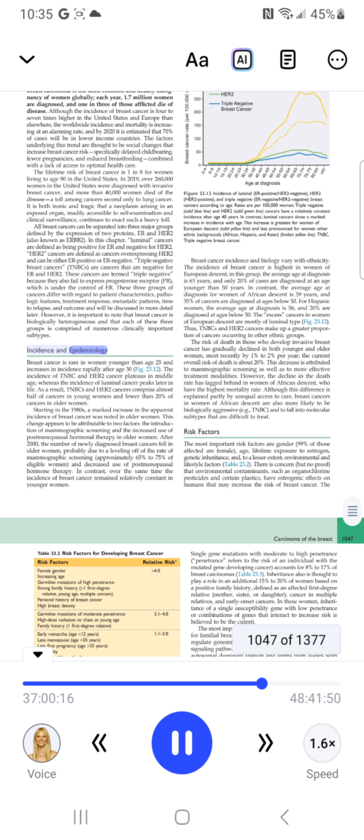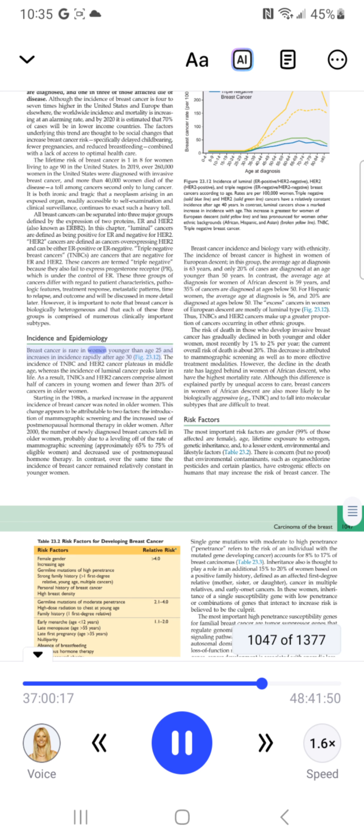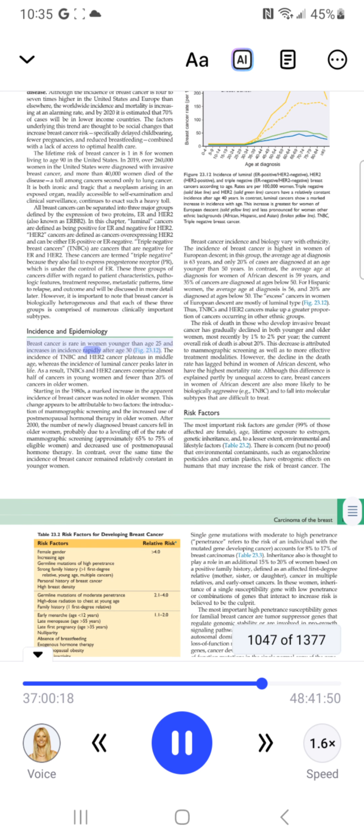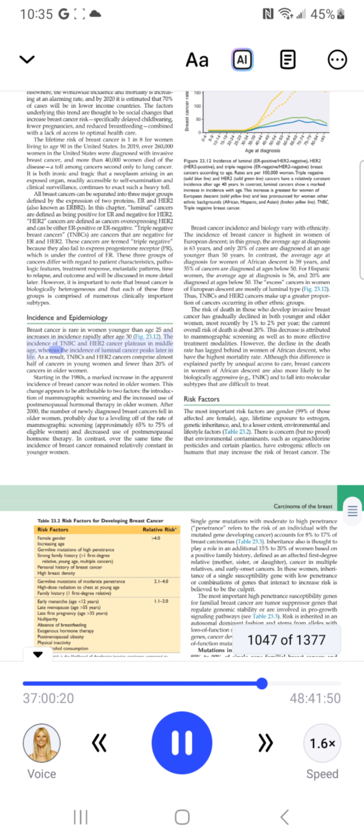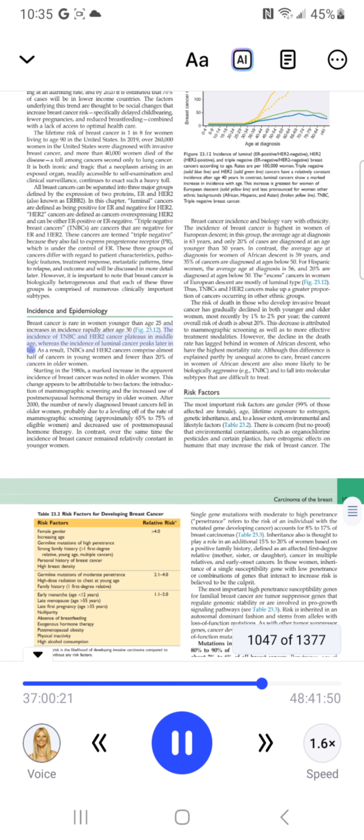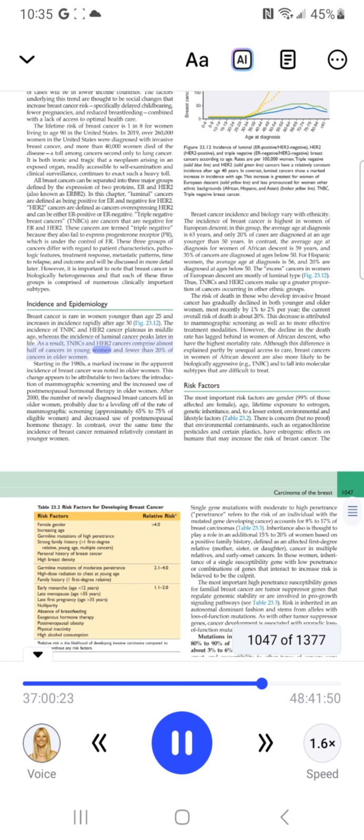Incidence and epidemiology. Breast cancer is rare in women younger than age 25 and increases in incidence rapidly after age 30. Figure 23.1. The incidence of TNBC and HER2 cancer plateaus in middle age, whereas the incidence of luminal cancer peaks later in life. As a result, TNBCs and HER2 cancers comprise almost half of cancers in young women and fewer than 20% of cancers in older women.